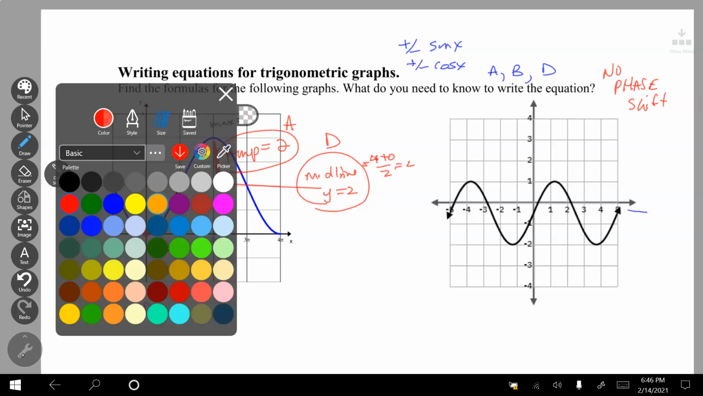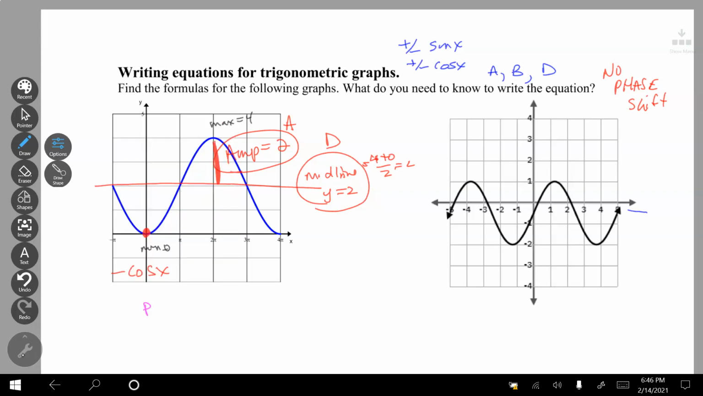And then I have to figure out the period. So if I draw one cycle of the graph, I notice it goes from here to here. I have my period is equal to 4 pi. And we had period was equal to 2 pi over b, but now I have b equals 2 pi over period. They can just switch spots, the period and the b. So my b value is equal to 2 pi over the period.